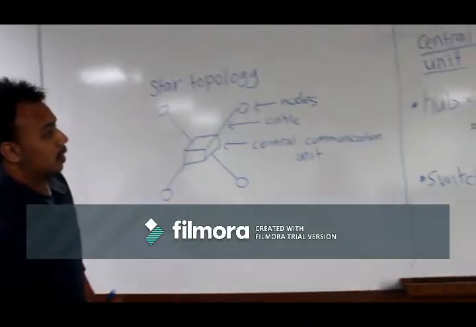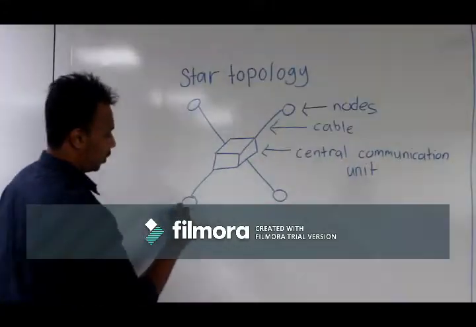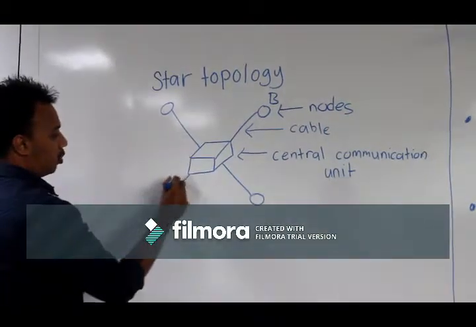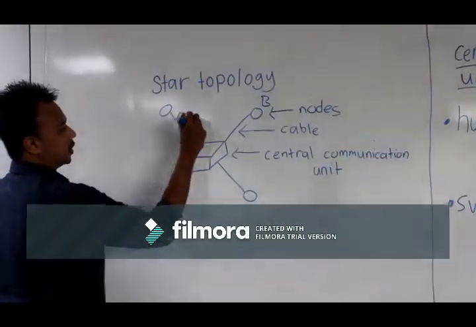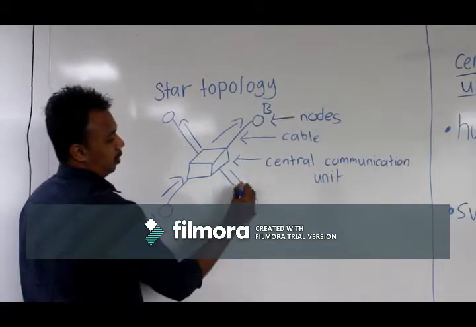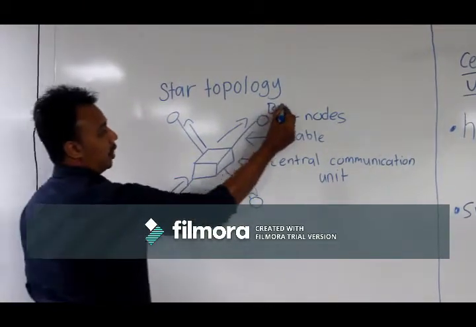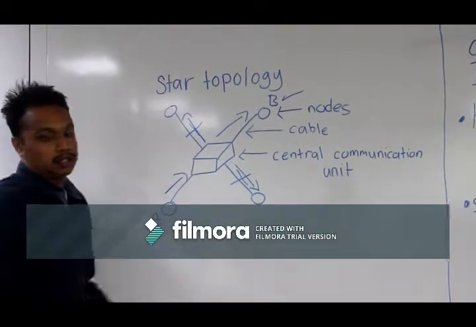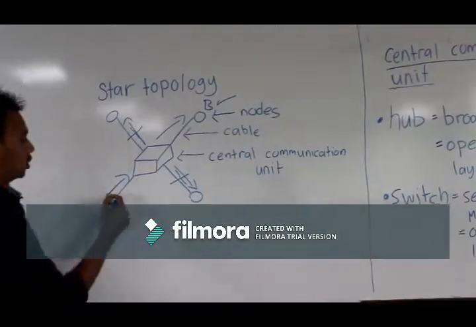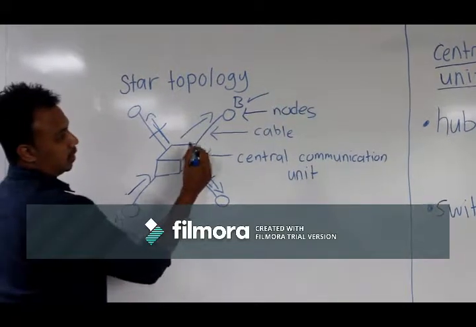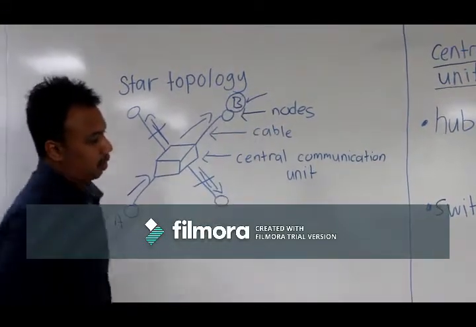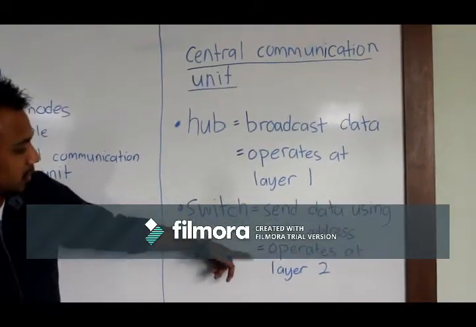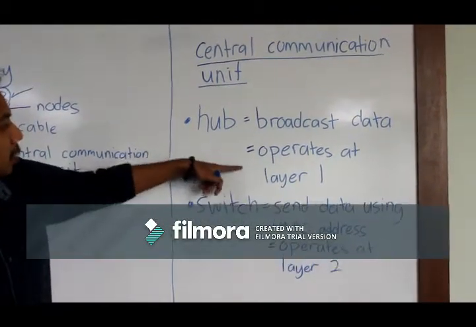For example, if A wants to send data to B using a hub, it will broadcast data to all the devices connected to the hub. And B will take the data and the other devices will discard the data. This is different from a switch because a switch will transfer the data using the MAC address of B. Since a switch uses a MAC address, it operates at layer 2, while a hub operates at layer 1.